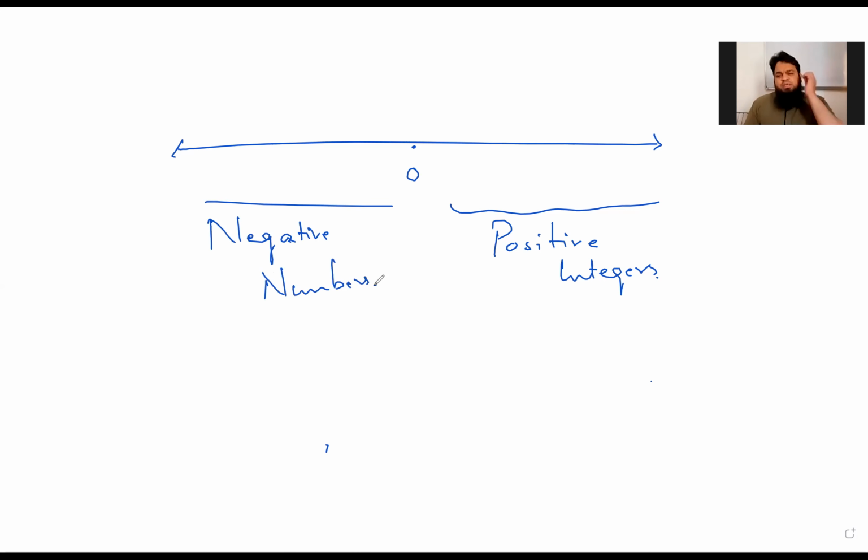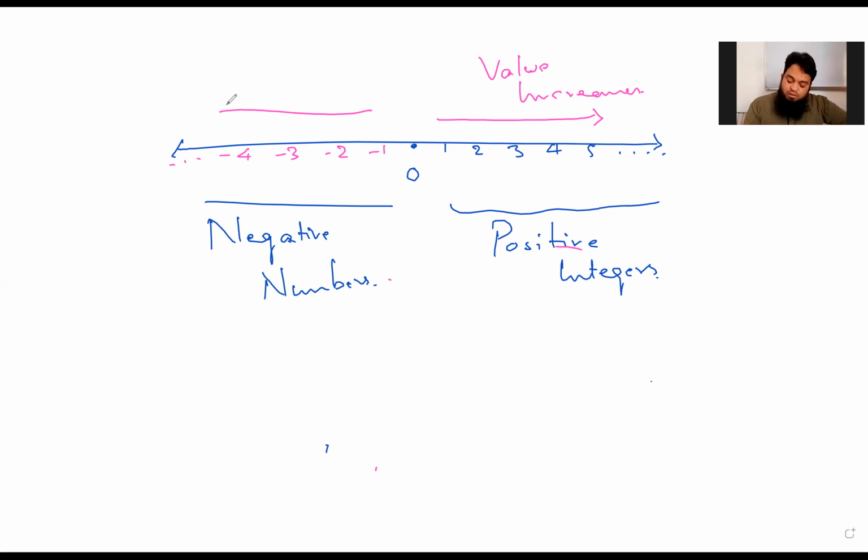So here, two things I just want to explain before going to problems. After 0, it's 1, 2, 3, 4, 5, and so on. And to the left of 0, you have -1, -2, -3, -4, and so on. The more you move right of 0, the value increases. And the more you go left of 0, the value decreases.